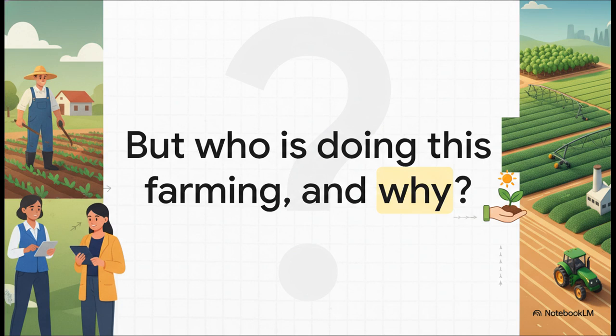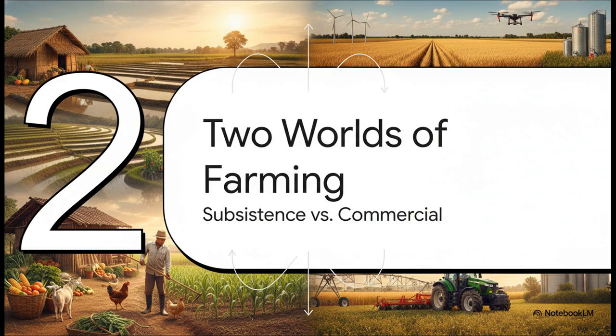Okay, so that's the system. But who's actually running these farms? And maybe more importantly, what's driving them? Because depending on their goals, you get two vastly different worlds of agriculture. And believe it or not, these two worlds exist side by side all across the globe. Understanding them is absolutely key to understanding how we all get fed.